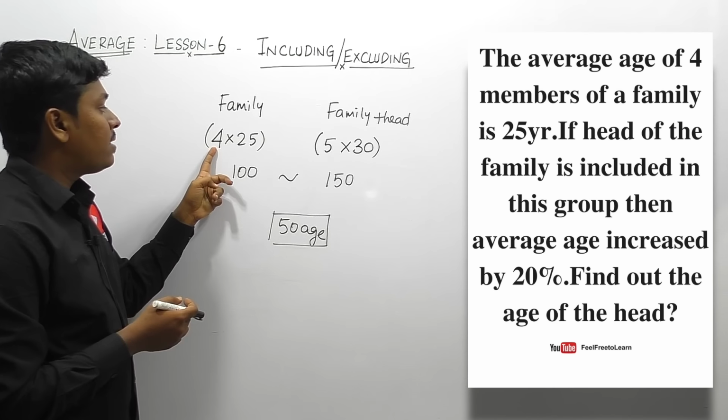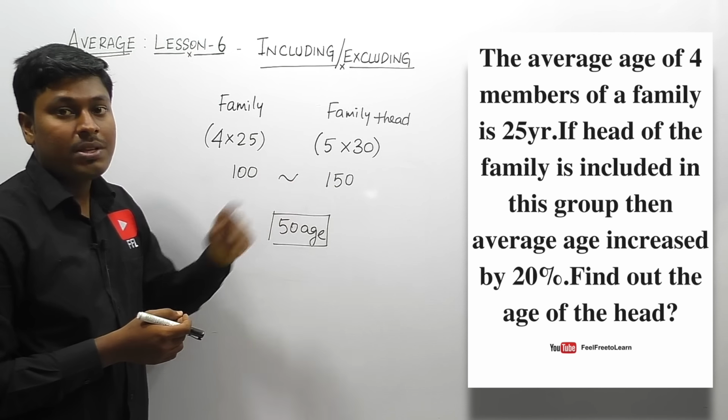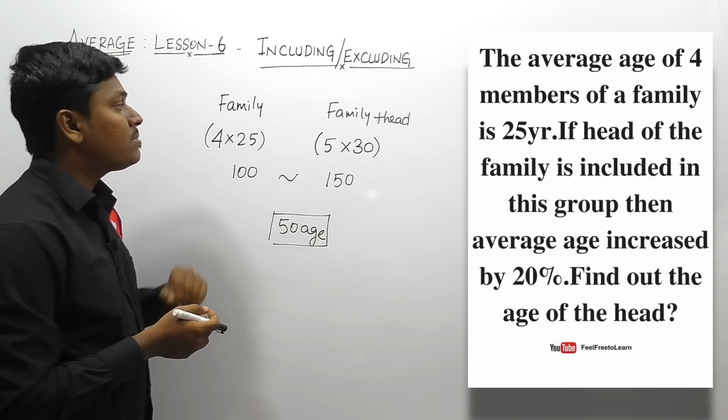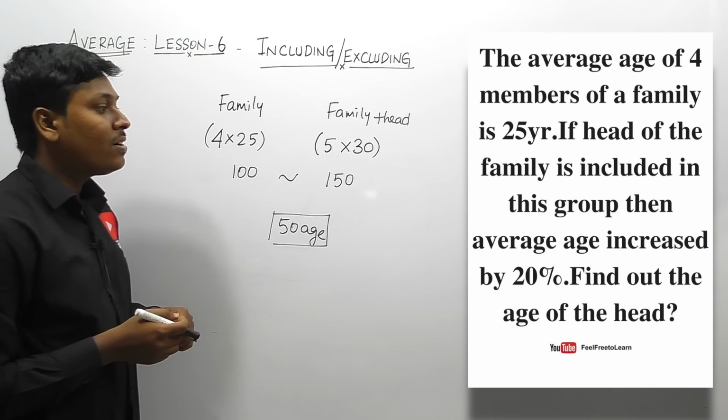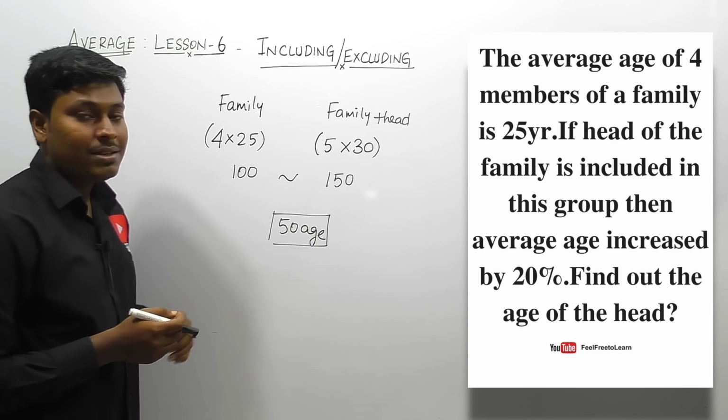Already there are 4 members in a family and 1 head is included. Now there are 5 members. So if we find the difference between both the values, the resultant will be the age of the head. So finally we got an answer for question number 4, that is 50.